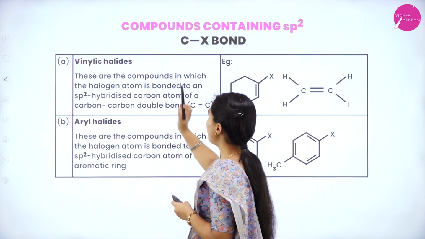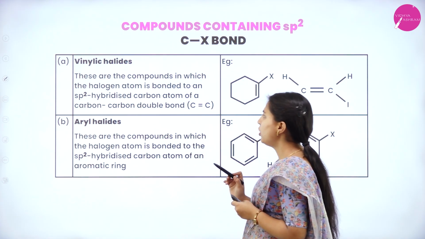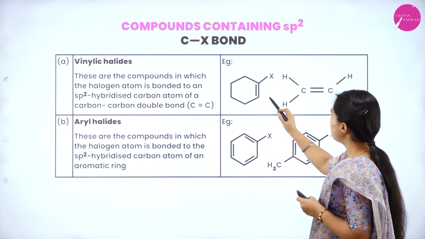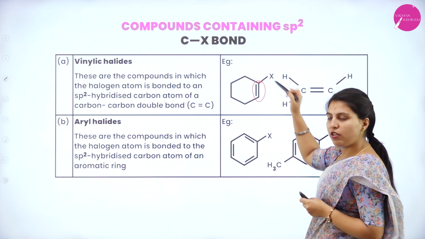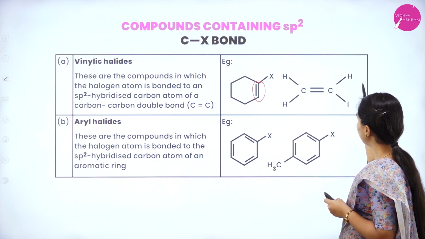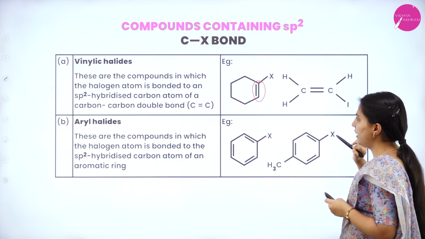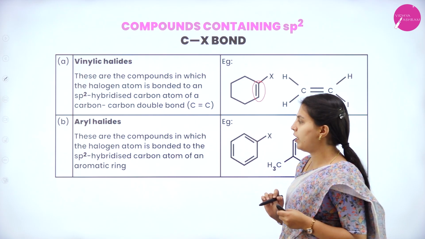These are the compounds in which the halogen atom is bonded to an sp2 hybridized carbon atom of a carbon-carbon double bond. See, this is a carbon-carbon double bond, and to it only one halogen atom is added. So for this also there is a double bond, and only one halogen atom is added. So that is vinylic halides in the sp2 hybridization.